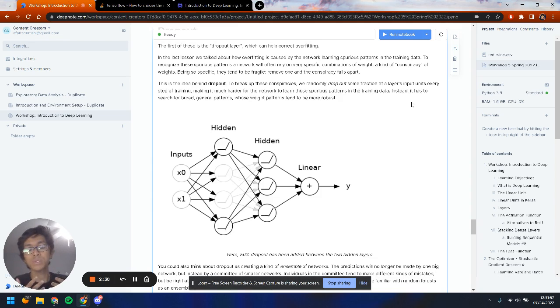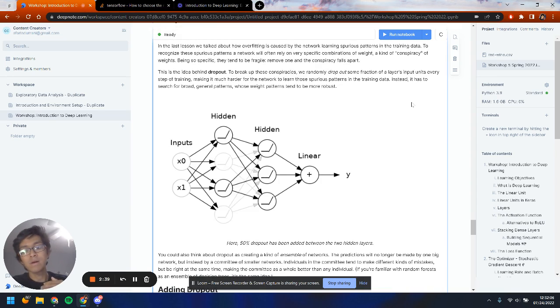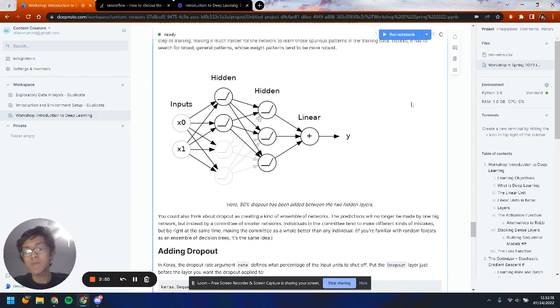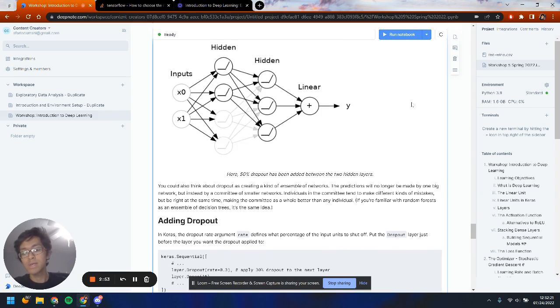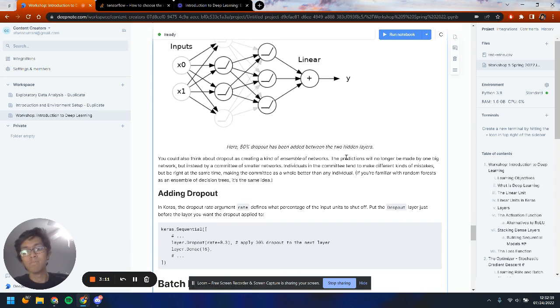So in order to push this deep learning algorithm to look for more general patterns, we introduce the idea of dropout, basically randomly dropping out neurons in a particular layer to make it harder for the network to learn these spurious patterns in the training data, and instead look for more broad and general patterns whose weight patterns tend to be more robust. So here in this GIF, we see a 50% dropout being added to the two hidden layers. So at any one time, 50% of the neurons in this layer are gone from the training batch, and the deep learning algorithm is just forced to learn more general patterns.